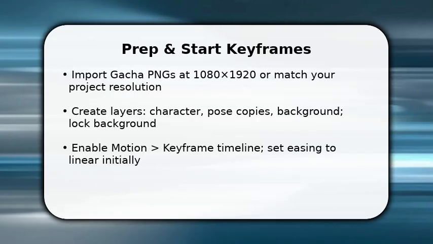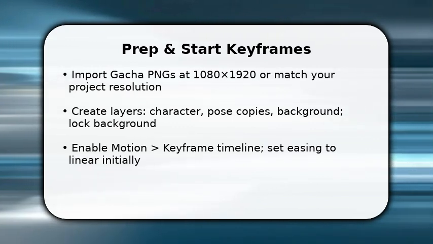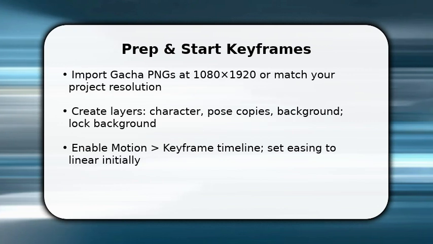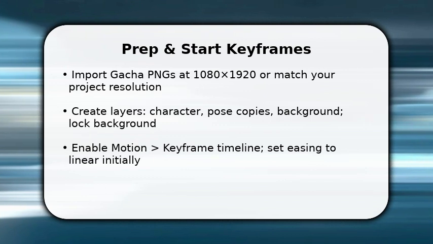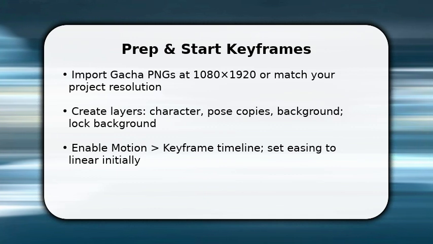You'll begin by importing your gacha sprites and arranging layers, character, pose copies, and a locked background. Once done, set project resolution to match your assets so movement stays crisp. You should immediately enable the keyframe timeline and drop an initial keyframe on position and scale for the first pose. Make sure to switch interpolation to linear for these starter frames so you can control easing later. This gets you into precise control without guessing.